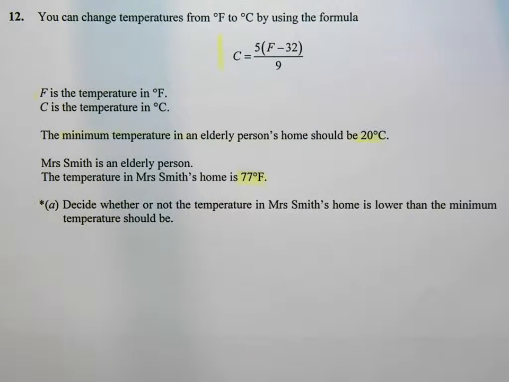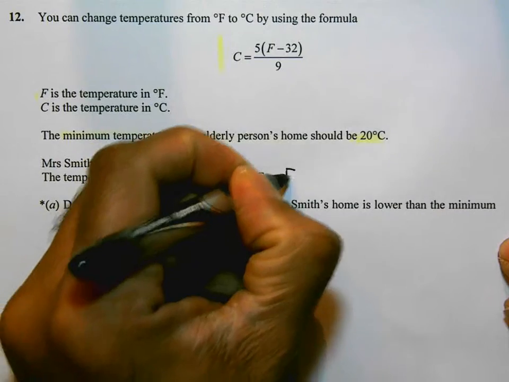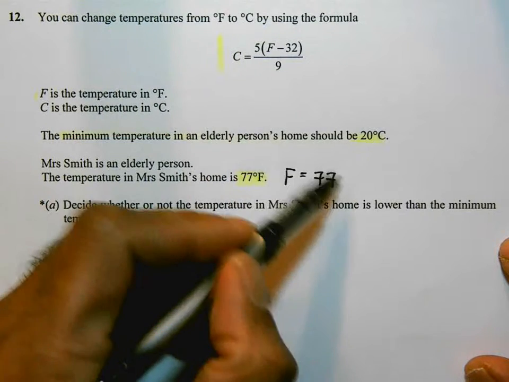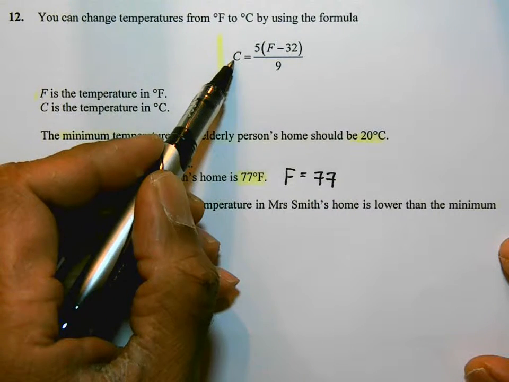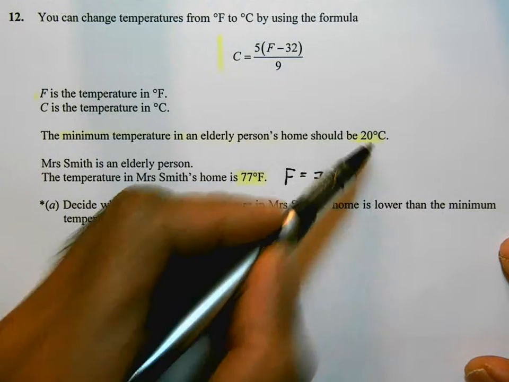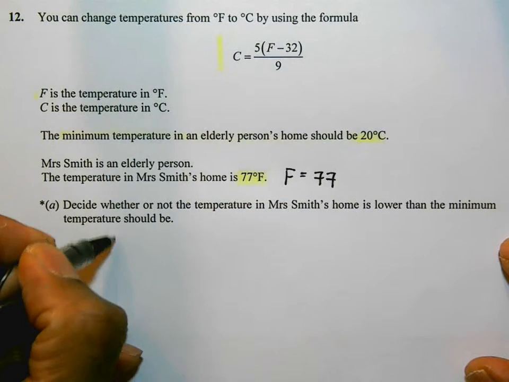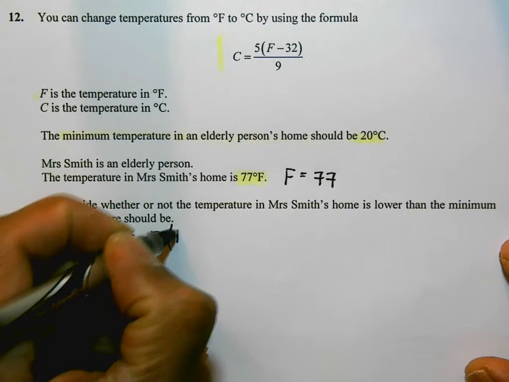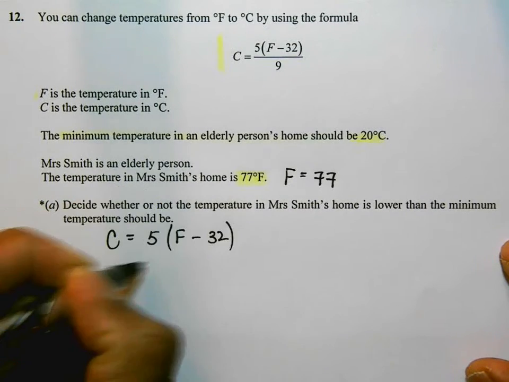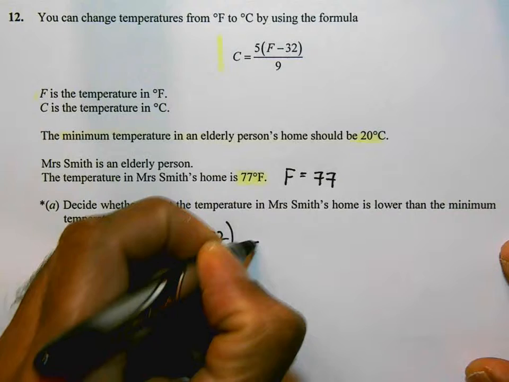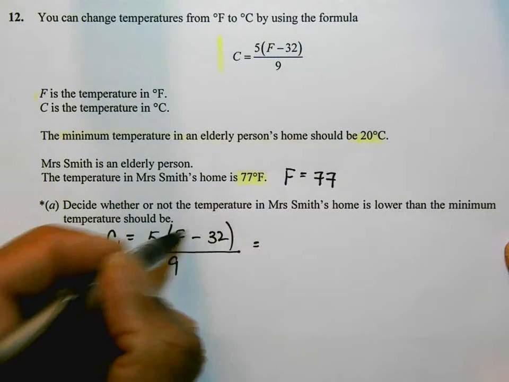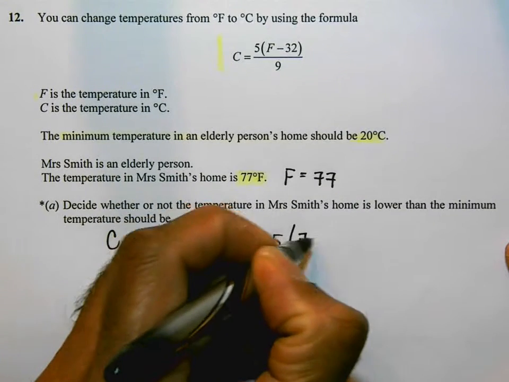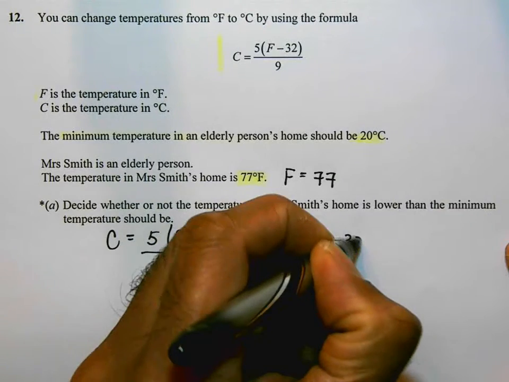So, in other words, F is equal to 77. I need to convert 77 degrees Fahrenheit into Celsius and to see whether it's more or less than 20. So I'm going to use this formula that they've given us. C is equal to 5 brackets F minus 32 all over 9. So the first thing I'm going to do is replace the F with 77. 5 brackets 77, take away 32, and divide the whole thing by 9.